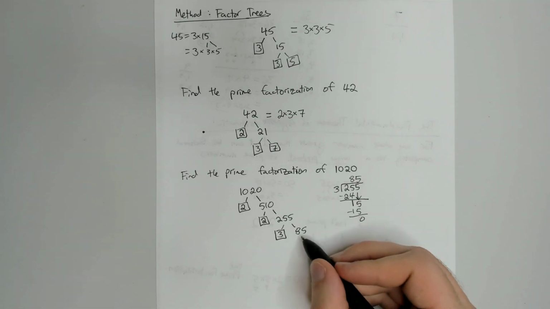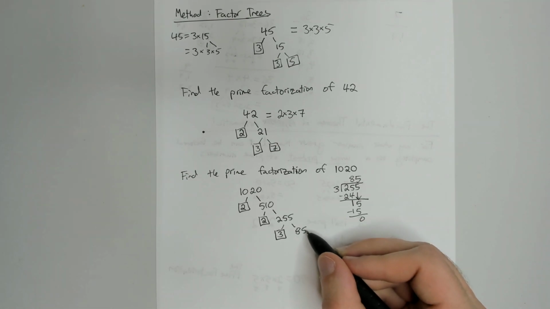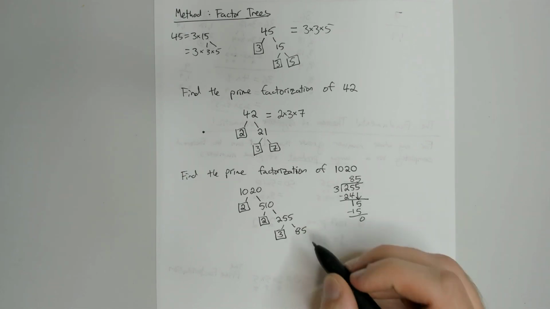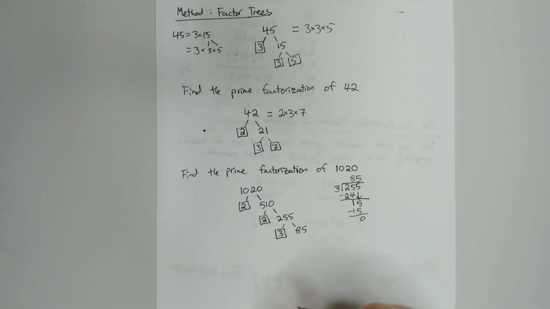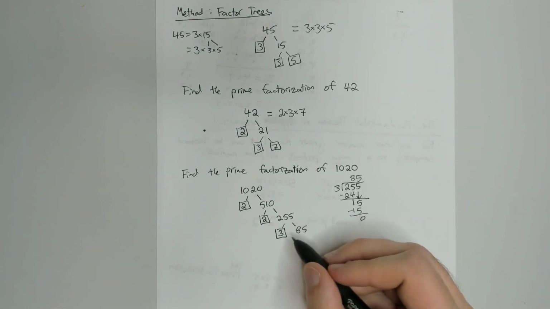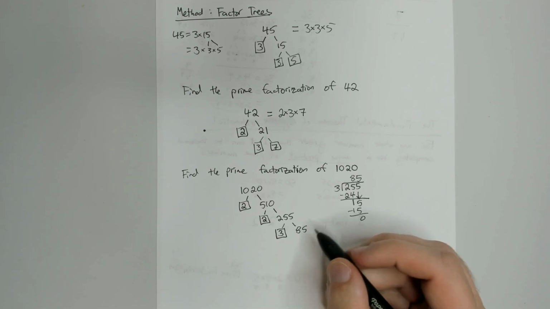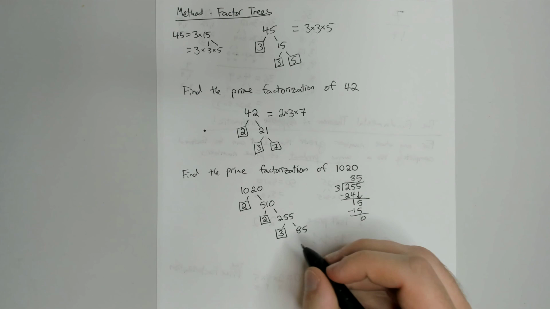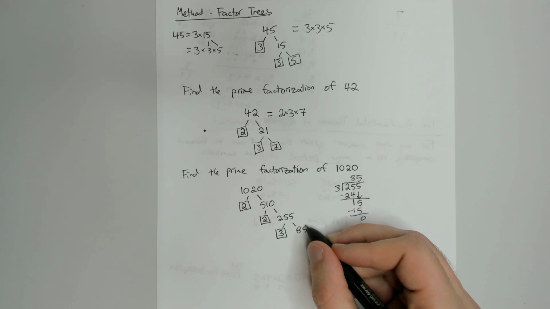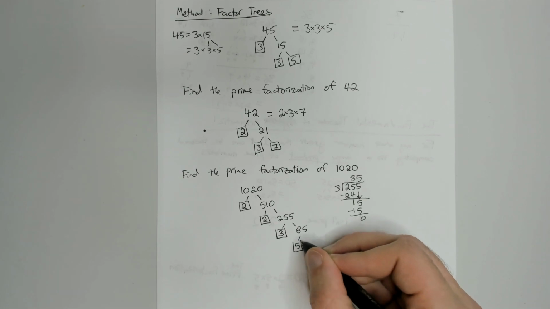All right, so now we're on to 85. Does 2 go into here? No, it doesn't. How about 3? Well, 8 plus 5 is 13. So that's not going to work either, since 13 is not a multiple of 3. But now we want to see, okay, what is the next prime number? Well, it's not 4, because 4 is not prime, so we check 5, because 5 is the next biggest prime number. Does 5 go into 85? Well, sure it does, because 85 ends in a 5, right? So we know that 5 is going to be a factor of 85.